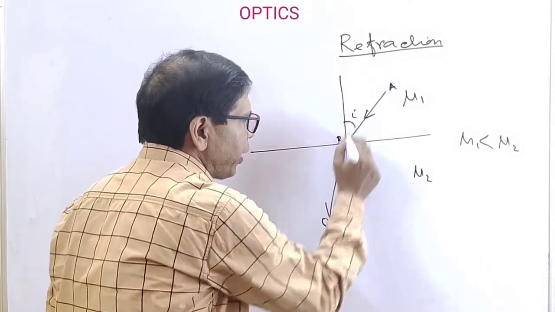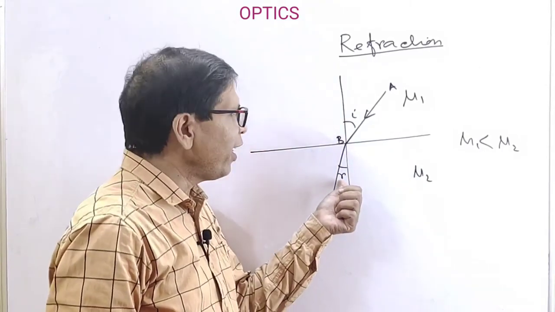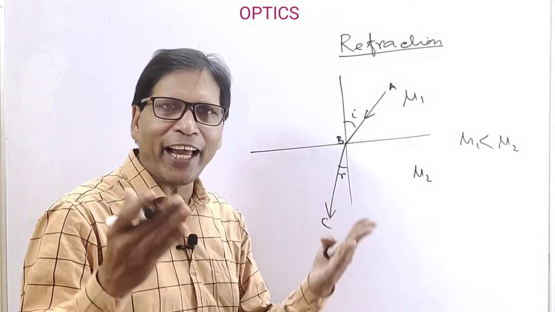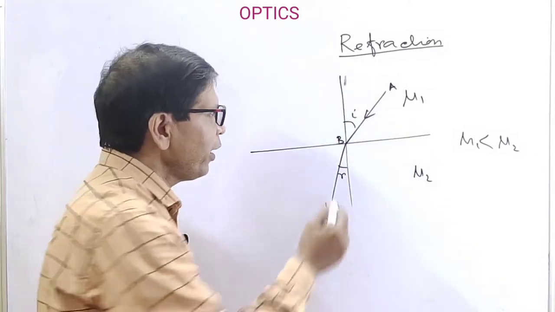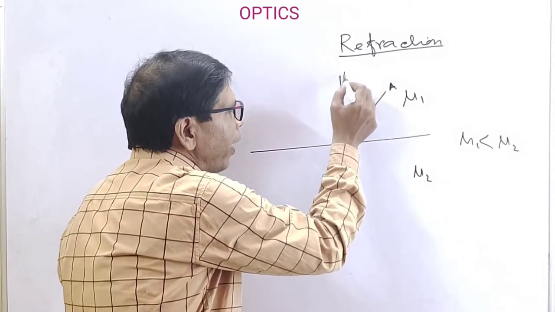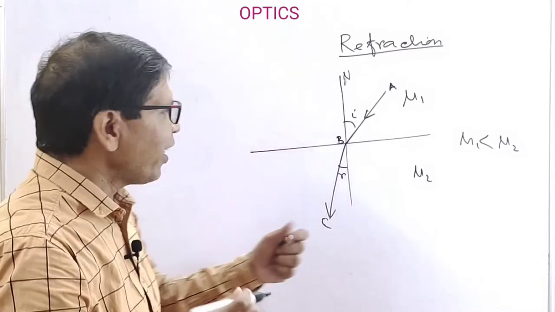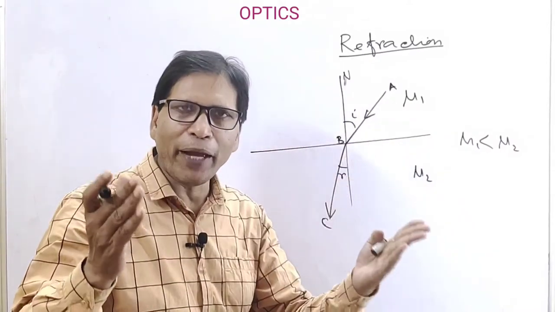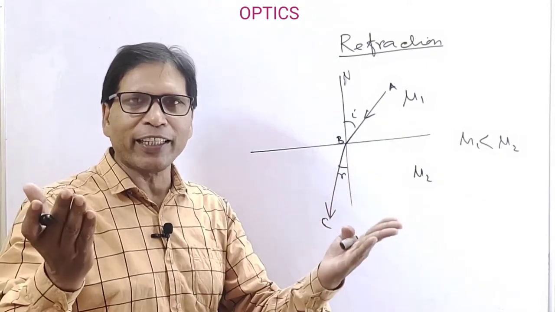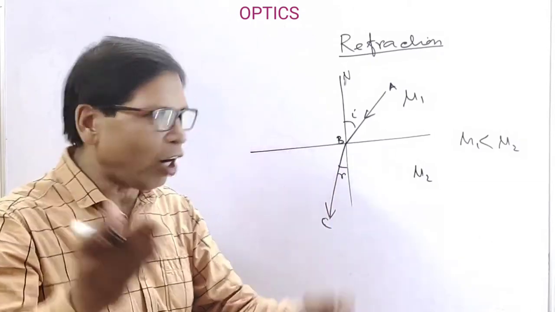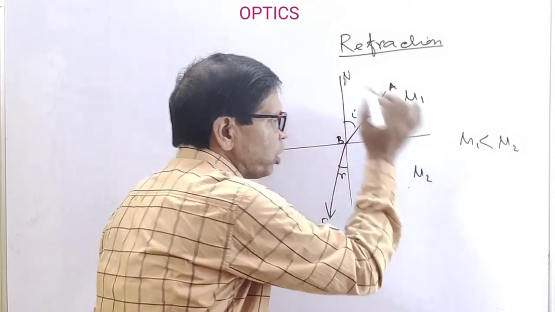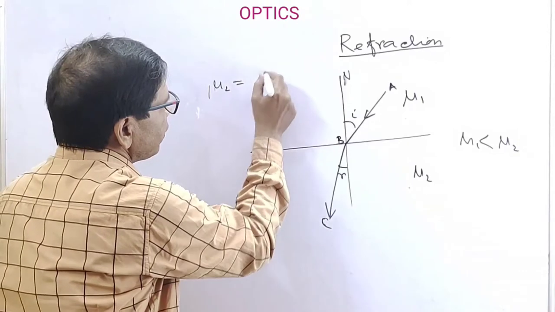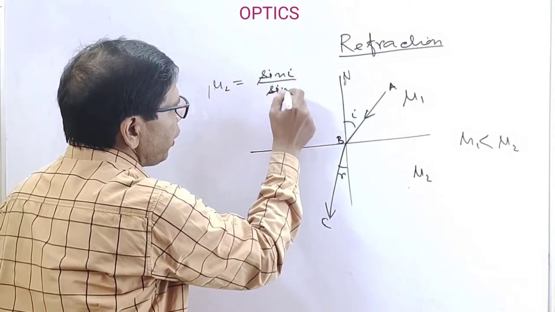If i be the angle of incidence and r be the angle of refraction, here r less than i. When light travels from denser medium to rarer medium, angle of refraction is greater than angle of incidence. Now, laws of refraction. The incident ray, refracted ray, and normal at the point of incidence lie on the same plane. Second law: for a given color of light and given pair of media, the ratio between sine of angle of incidence and sine of angle of refraction is constant. This ratio is called the refractive index of this medium with respect to this, that is, refractive index of second medium with respect to first. So 1 mu 2 is sin i by sin r. This is known as Snell's law.